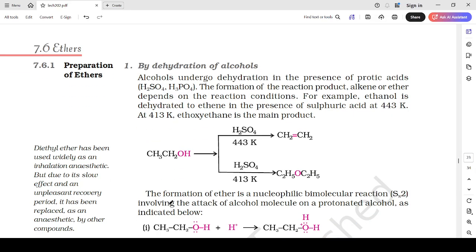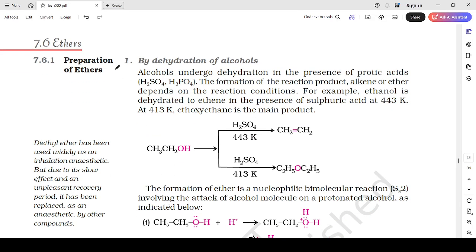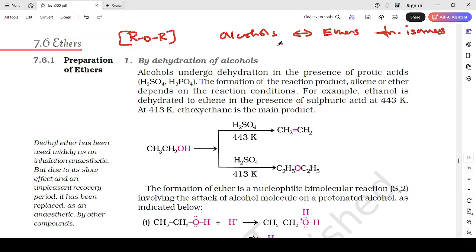We are moving on to ethers. The R-O-R group, this functionality is called an ether. Alcohols and ethers are functional isomers. I have CH3CH2OH, which is nothing but CH3OCH3 as well.